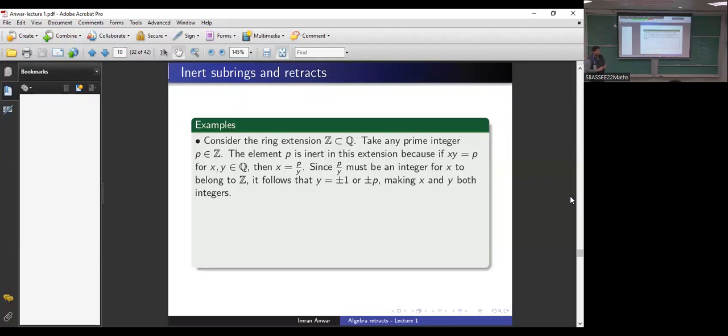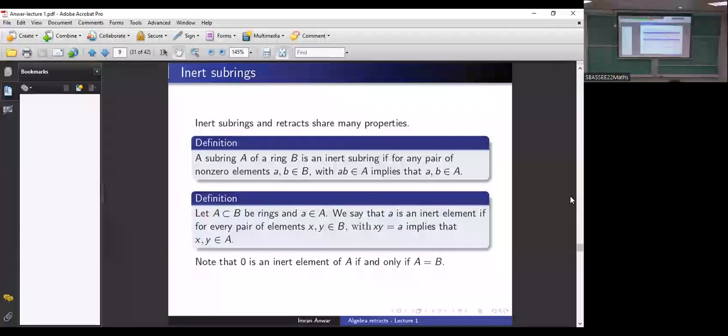Could you just go back one slide? This definition is generally for any ring, yes. I'm just trying to understand the last statement. Even if it is not a domain, it still holds, I think, because zero divisors are already in that particular ring, right?